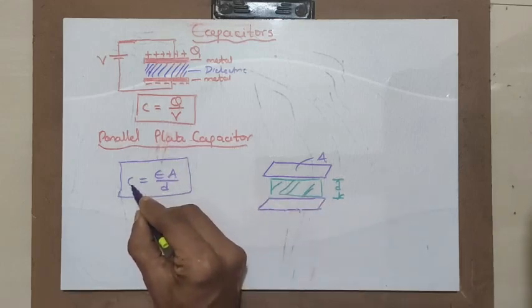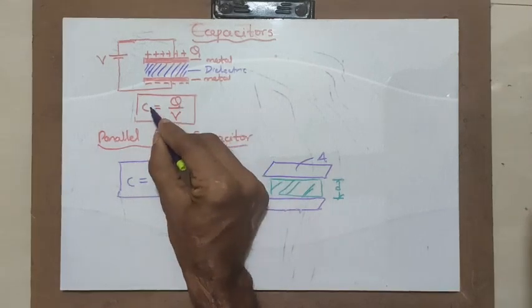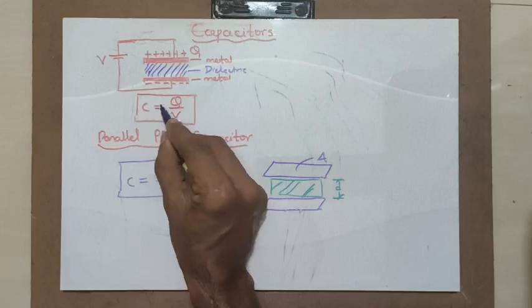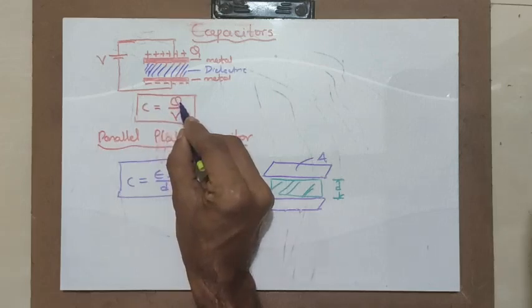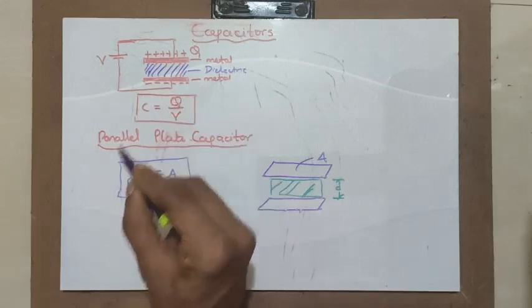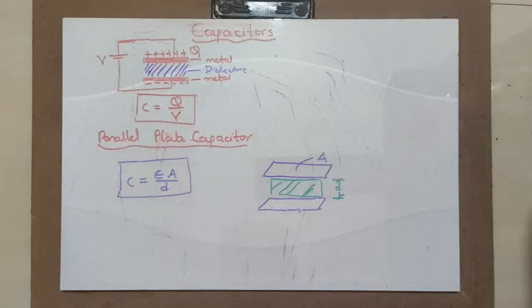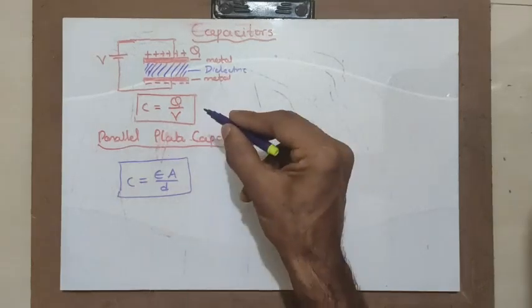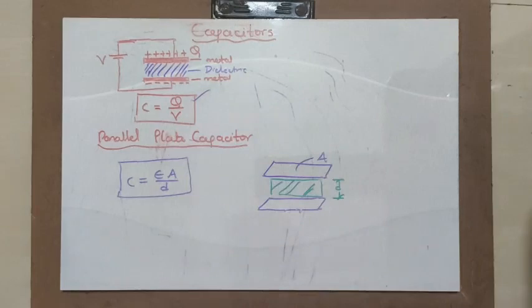When you are increasing the capacitance, obviously what happens? Capacitance C is equal to Q by V. If C is increased, obviously the charge which is stored will also be increased. Hence these two formulas: capacitance is charge per voltage, and the capacitance of a parallel plate capacitor is given by epsilon A by D. This is a very important formula. Please remember these two.